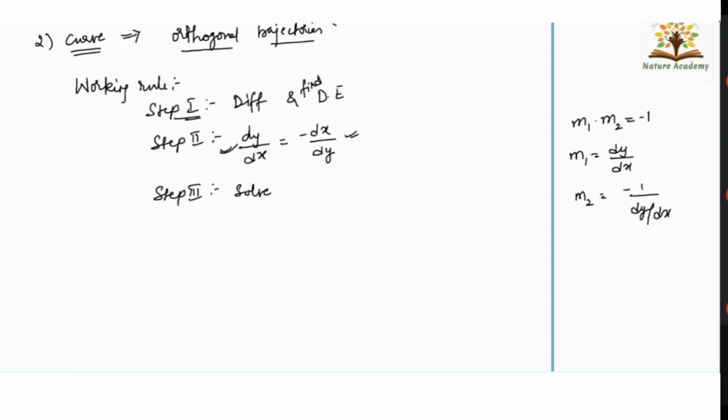Then step 3 will be solve this differential equation. First differentiate and find the differential equation. That differential equation, you substitute as minus dx by dy. After substituting this, you have to solve this one. Solve this differential equation. So this is the working rule. I will do one simple example, then you will understand it easily.